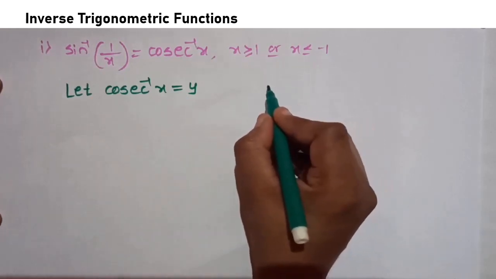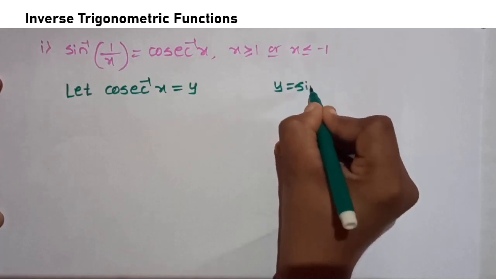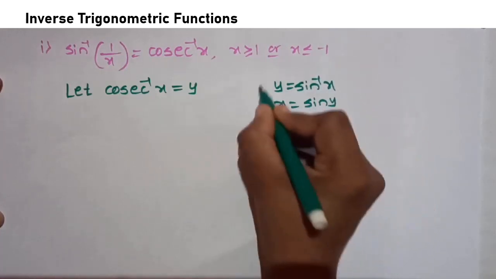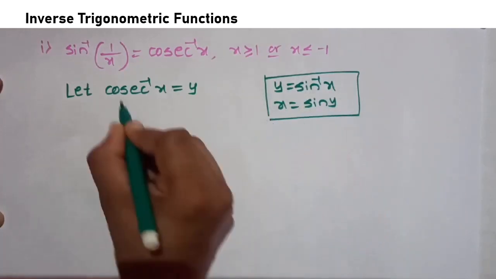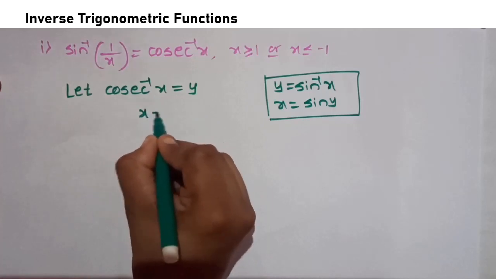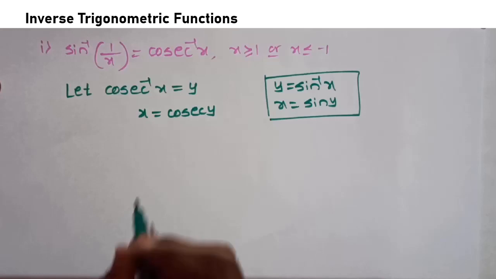Okay, so if you know already, if y is equal to sin inverse x, you are writing x is equal to what? Sin y. Like this we can use this property here. Cosec inverse x is equal to y, we can write x is equal to what? Cosec y. Okay, x is equal to cosec y.